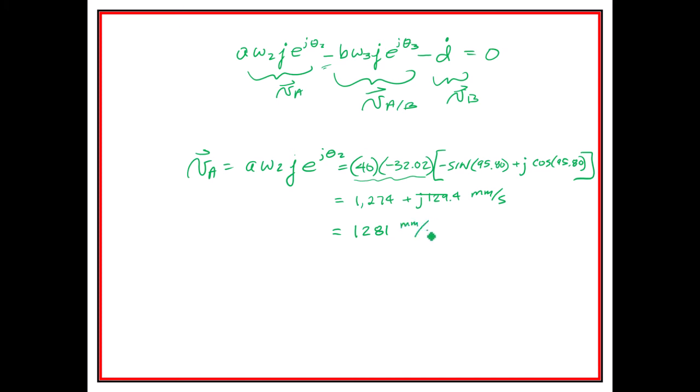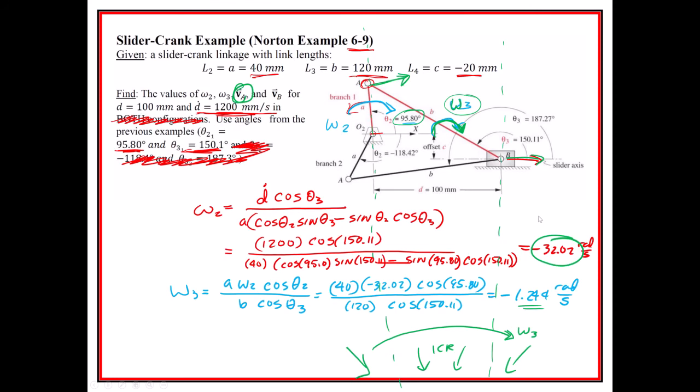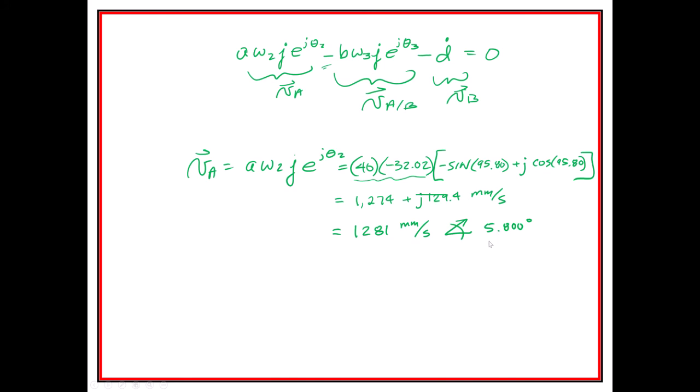millimeters per second. And we know that it's going to be in the upper right quadrant, so it's going to be 129.4 and 1274, divided, inverse tangent, and that's just going to be 5.800 degrees. And we knew that it was going to be a small number because we had 95 going on right here, so we just knew that it was going to be 90 minus that number right there.